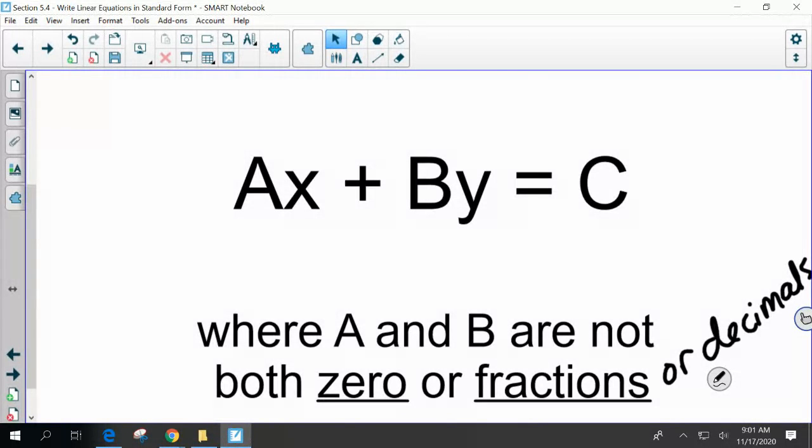I put that in there because some kids are like, oh, I can't write 1/2, but I can write 0.5. Haha, that's the same thing. Fraction, decimal are the same thing. So standard form has no fractions or decimals, and you cannot have 0 for x or y. That would not be in standard form.